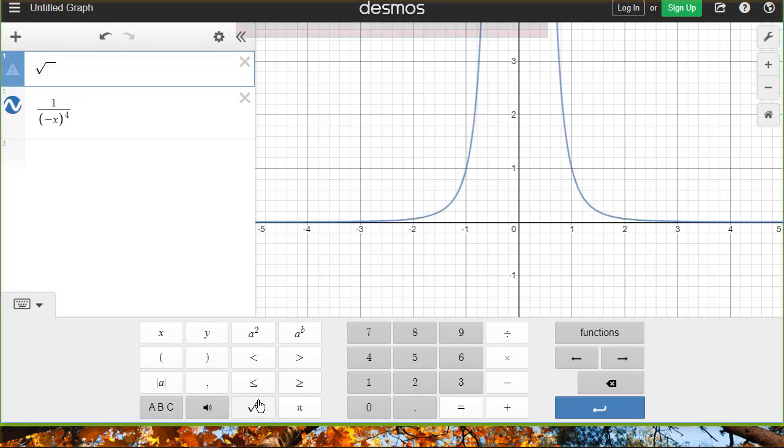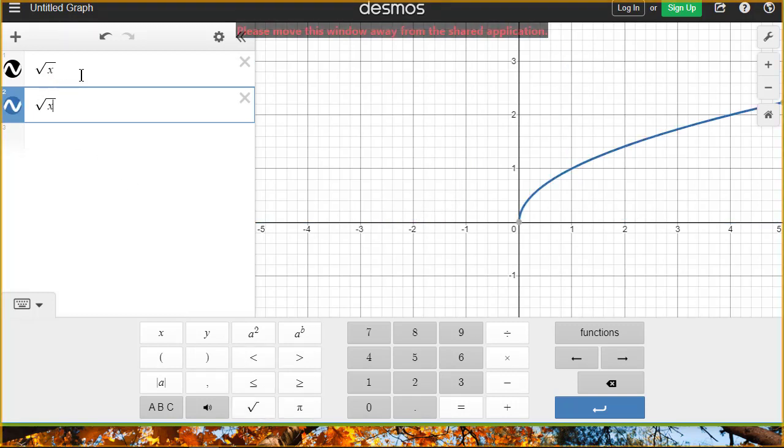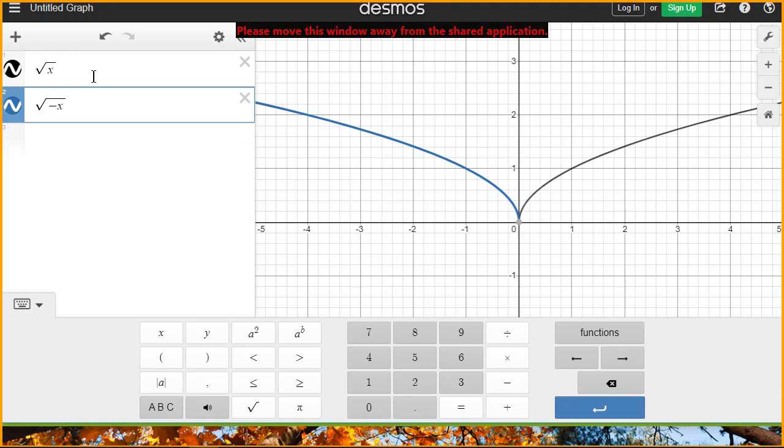And then just for some giggles, if we had the square root of x, right? And if we made our x negative, what do you think it's going to do? Stay the same or reflect? Oops. Reflects it. Okay. Very cool. All right.